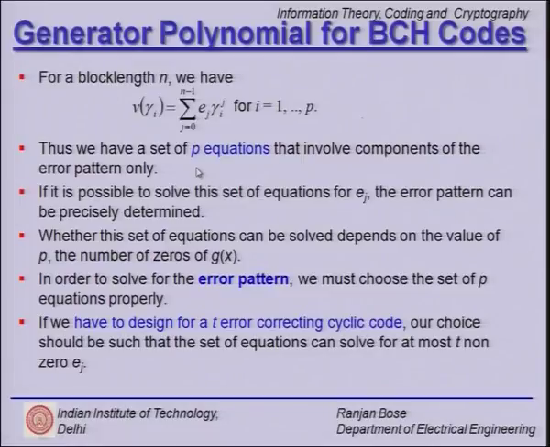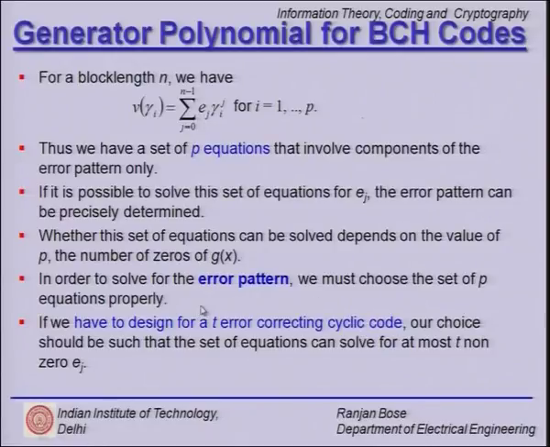So, now we have a system of equations. If it is possible to solve the set of equations for Ej, the error pattern can be precisely determined, because we are in the business of error correction. Whether this set of equations can be solved depends on the value of p, that is, the number of zeros of g of x. Therefore, in order to solve for the error pattern, we must choose a set of p equations properly.